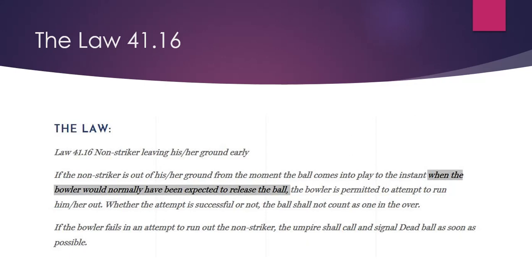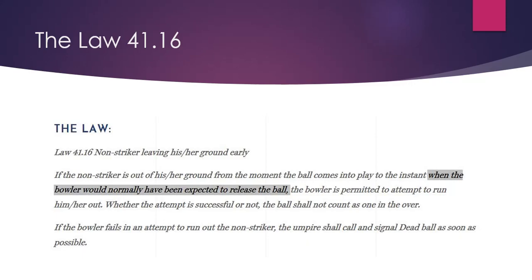The point here that I've highlighted: when the bowler would normally have been expected to release the ball. Now this has been changed and altered a few times, most recently in 2017. The reasoning behind the change is quite clear, and we'll look into it a bit later on: the batsman at the non-striker's end must be looking and focused at the striker at the point of release. We'll come into why, if some of you haven't guessed, in a moment. So, it's when the bowler would normally have been expected to release the ball. Not when the bowler did release the ball. It doesn't say that.